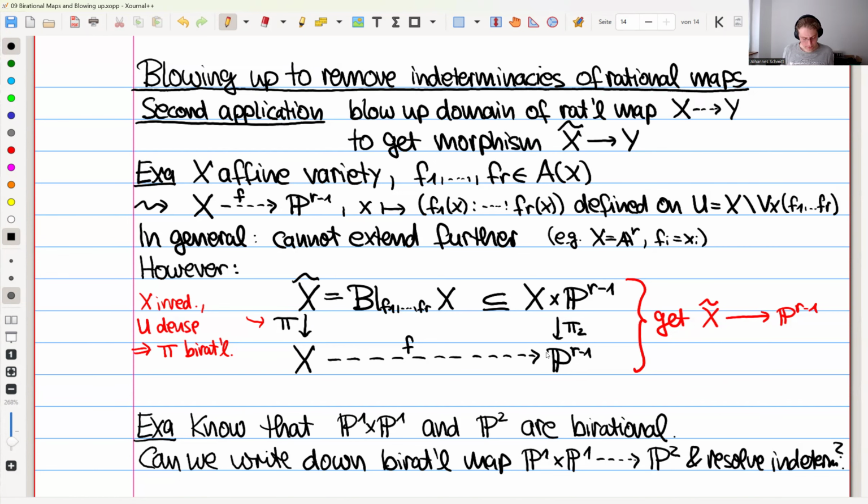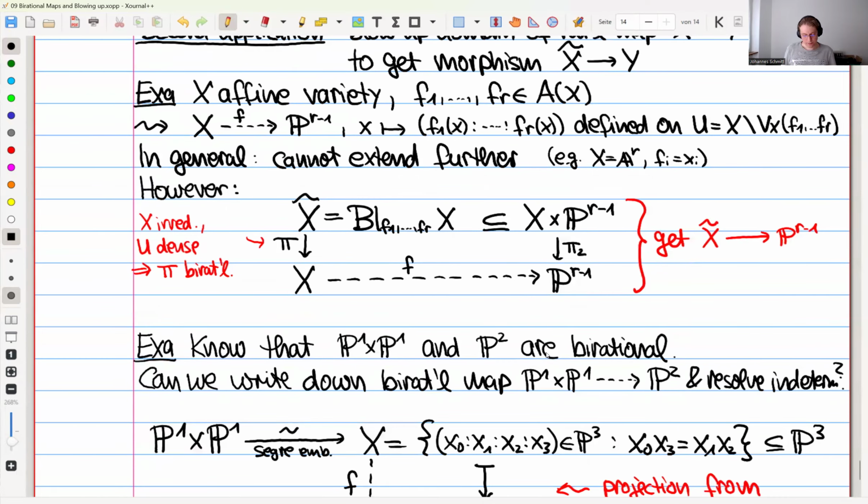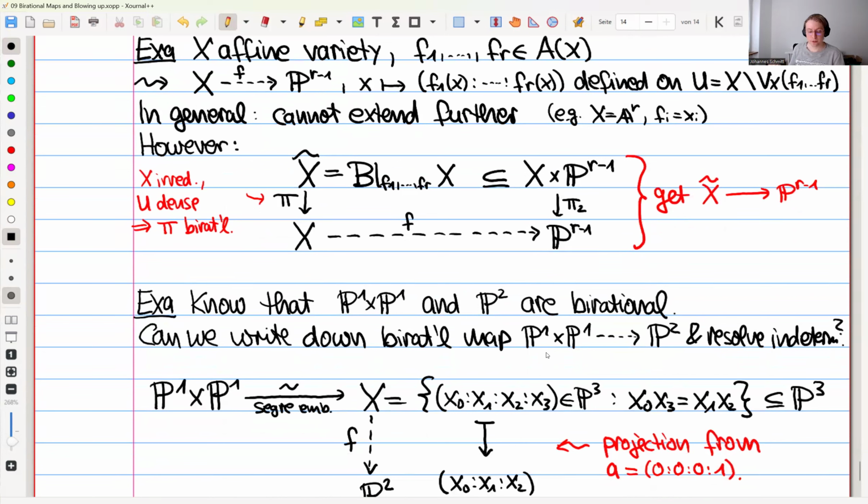Okay, and the final example, which is first of all a very concrete example, and second of all appears a bit later and will be used when we discuss the lines on the conic surface, is one that we actually started with, sort of. Namely, we had seen that P^1 cross P^1 and P^2 are birational. Seeing this is actually not difficult because both of them contain A^2 as a dense open subset, and we saw this is already enough to be birational.